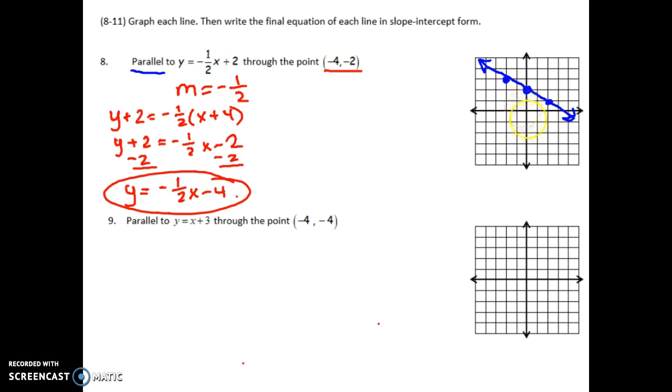When I graph it, I go down to my y-intercept of negative 4: 1, 2, 3, 4. And my slope is negative 1/2, rise 1 and over 2, rise 1 over 2. So it's going to look like this. Notice the lines are parallel.